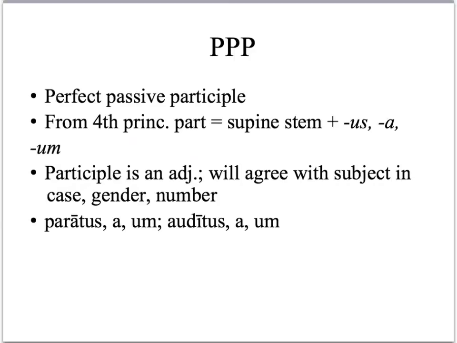The perfect passive participle comes from the fourth principal part of the verb. Take the supine stem, remember the fourth principal part minus um, and then add us, a, um to create an adjective. This adjective will agree with the subject of the verb in gender, case, and number. Paratus, having been prepared. Auditus, having been heard.